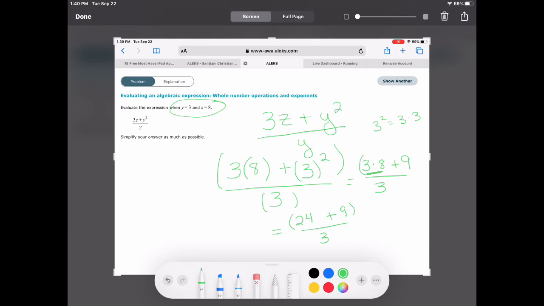Remember, let's keep thinking like this. 24 plus 9 is going to be 32. Nope, 33, sorry. Oh, I said 2. And over 3. Okay, now we can finish. 33 over 3 is the same as 33 divided by 3, which is 11.